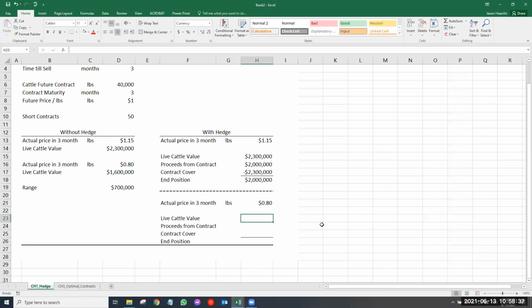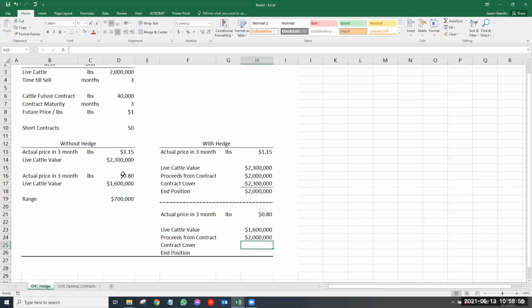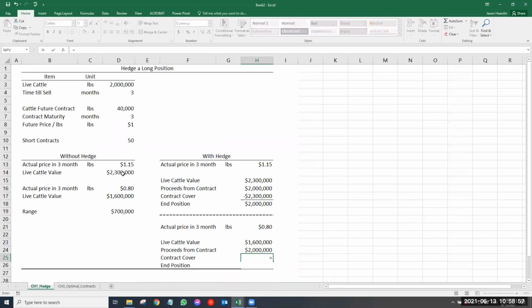So the live cattle value, we already have that number here, is 1.6 million. That's what comes in, proceeds from the contract. Remember, the contract doesn't change. That's the whole point of the contract. So we can say that $2 million comes in. Now, to cover the contract, you were able to buy it at a cheaper price and sell it for the $1, which is higher.